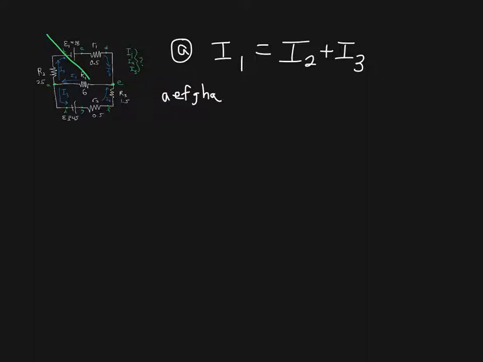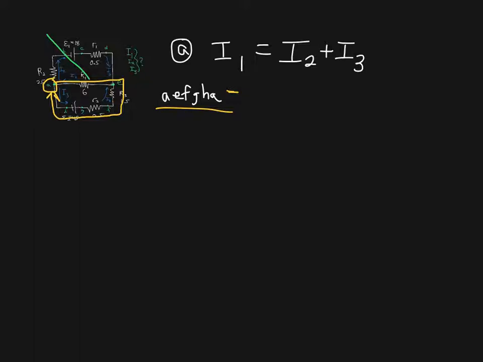Let's see if we can do that in a different color. So we're going to start at A, and then we're going to go over to E, and then we're going to go down to F, G, H, and back up to A. So that yellow line is our loop. Yeah? Going through the bottom part of that circuit. So what is that loop going to give us?